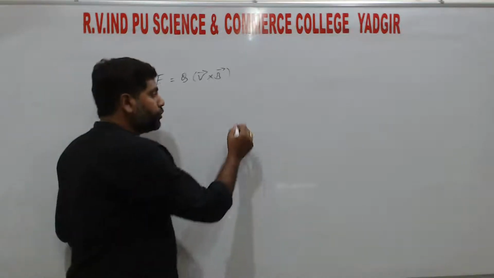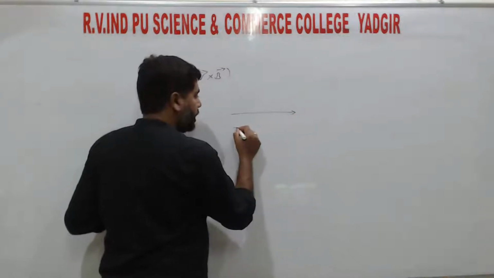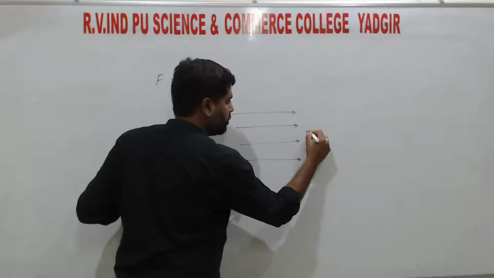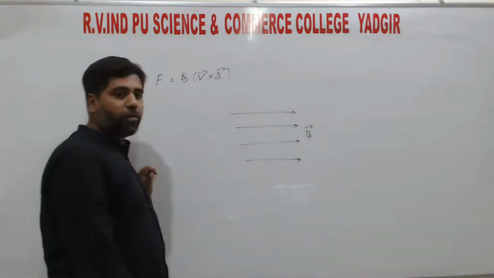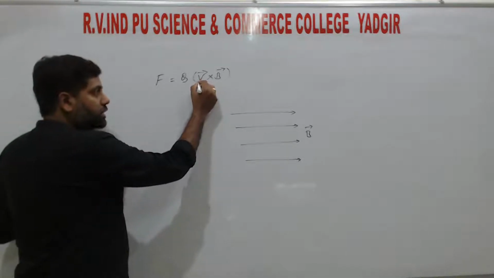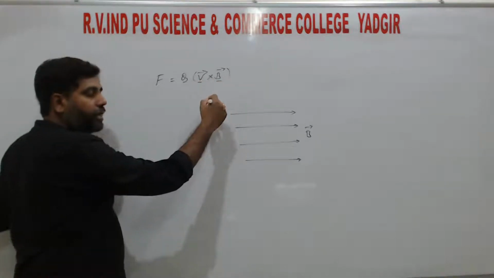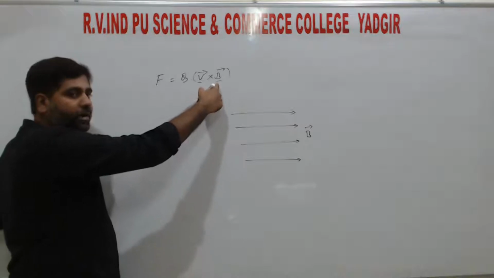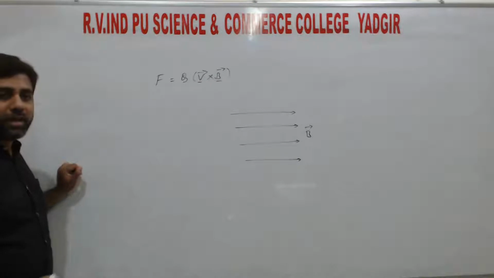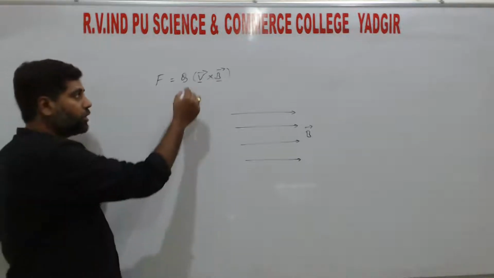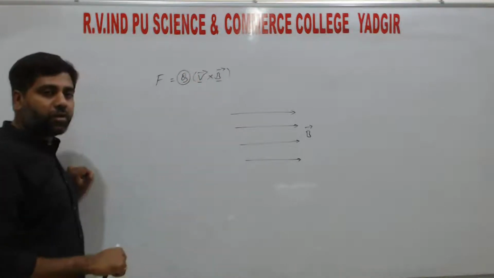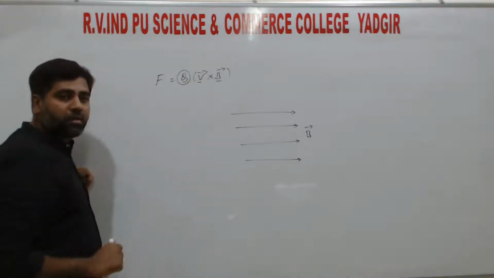So consider the uniform magnetic field B, right? So this is a uniform magnetic field. In the last class we discussed when the charged particle enters the magnetic field perpendicular to the magnetic field, then it traces a circular path. That is the motion of the charged particle in the magnetic field. It traces the circular path, right? So that is the first case.